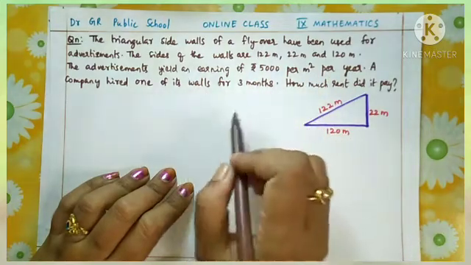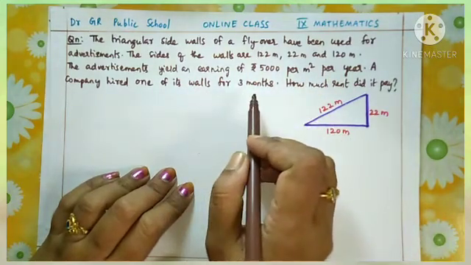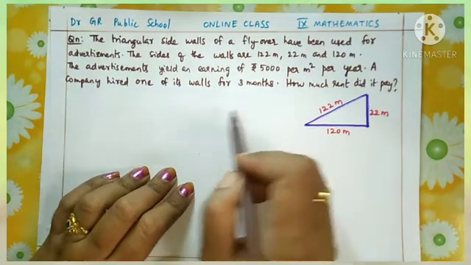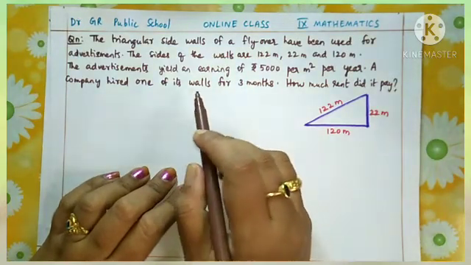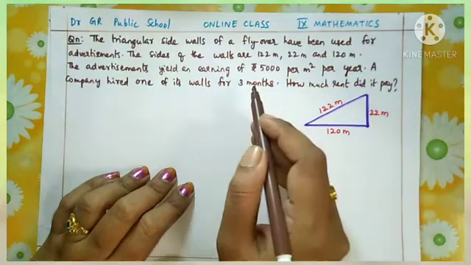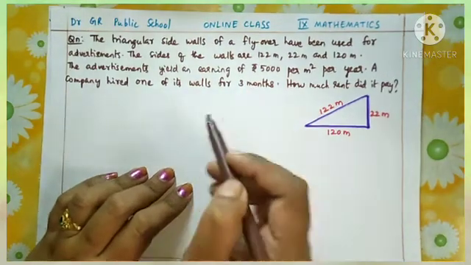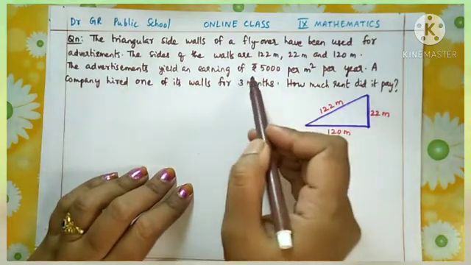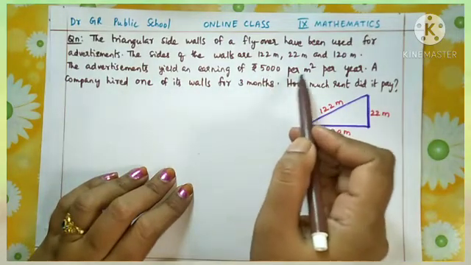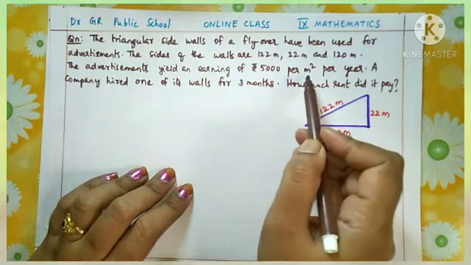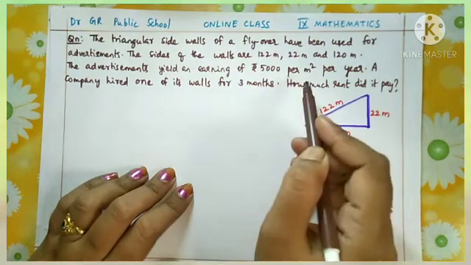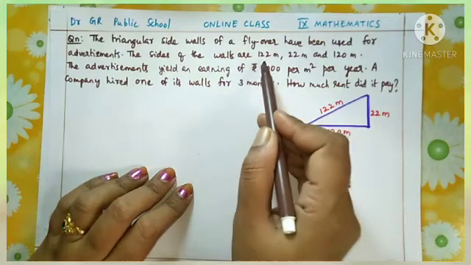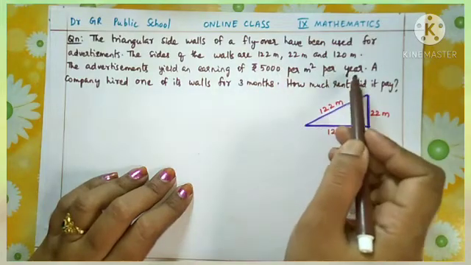So these triangular side walls of the flyover are used for advertisements by different companies, and when these walls are given for advertisements, it is an earning. Okay, how many rupees is earned? Rupees 5,000 per meter square. Per meter square means for 1 square meter how many rupees is earned? 5,000 rupees is earned for 1 year.